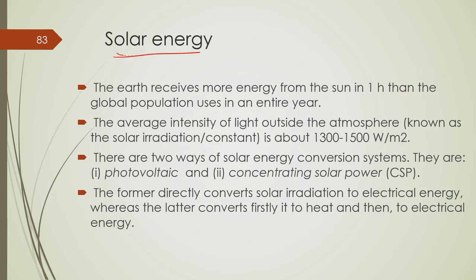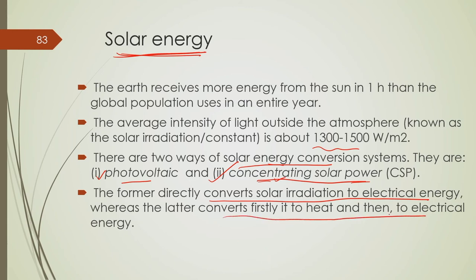Now, another important renewable energy generation system I will talk about is solar energy. As you know, it is a top form of renewable energy which will not be depleted with time, and we have a typical average intensity of light around 1300 to 1500 watt per meter square. We have two forms of solar energy conversion system, that is photovoltaic and concentrating solar plant. Photovoltaic uses the intensity of the light, and concentrating solar power utilizes the heat of the solar irradiation. The former directly converts the solar irradiation to electrical energy, whereas concentrating solar plant, CSP, converts it to heat and then electrical energy.